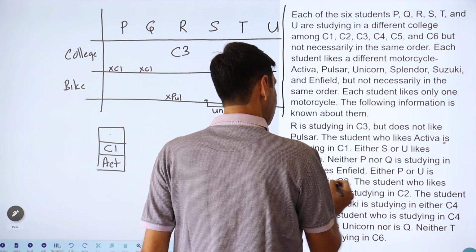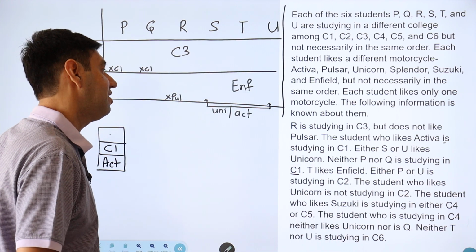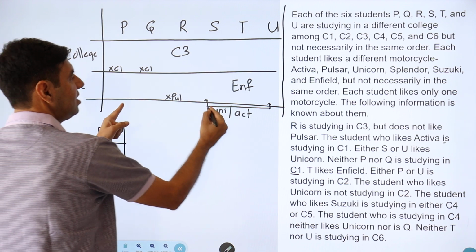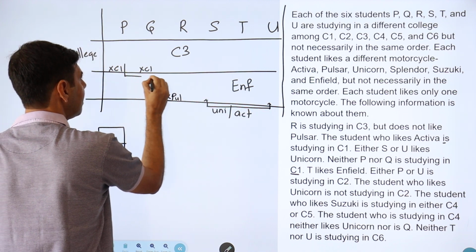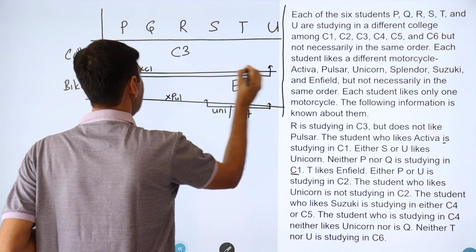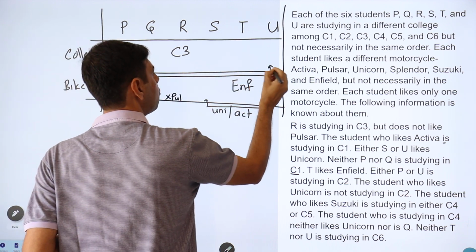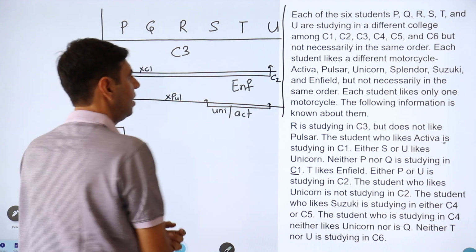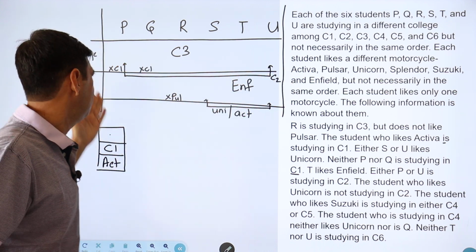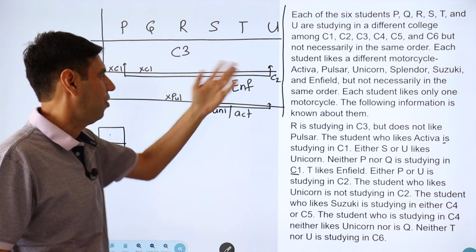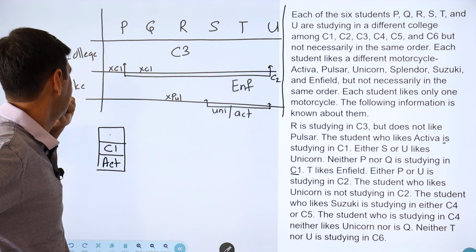Either P or U is studying in C2. So just as you had this, here also you'll have to make an arrangement. Either this or this is studying in C2, college 2. Yeah, the image does get a little messy, but you have to be neat, just for your readability. So use your own notations.